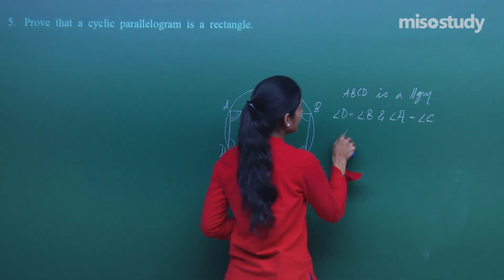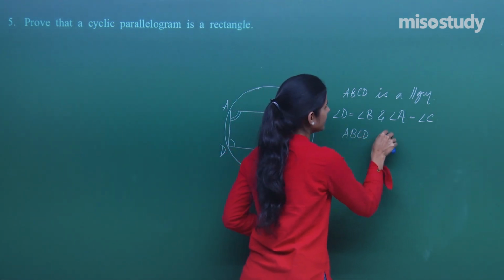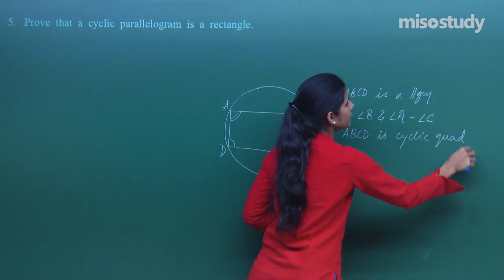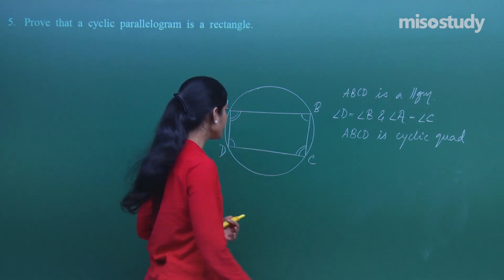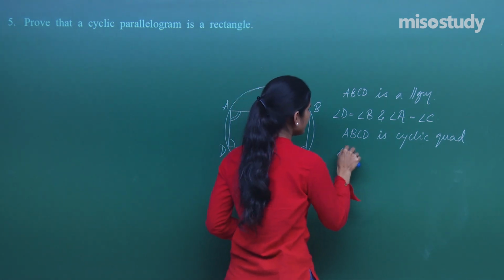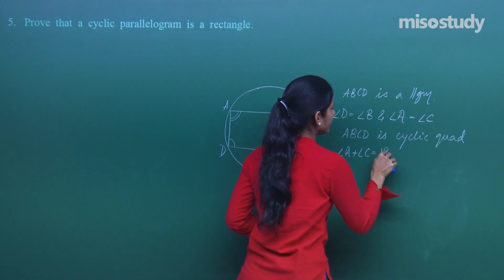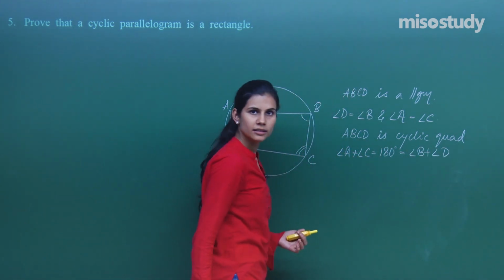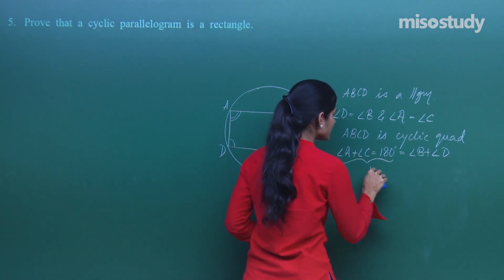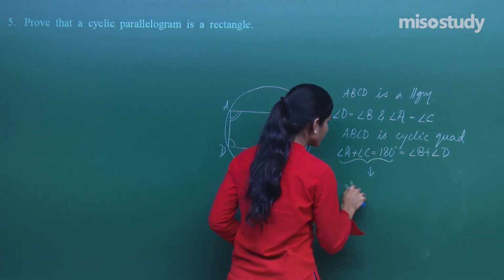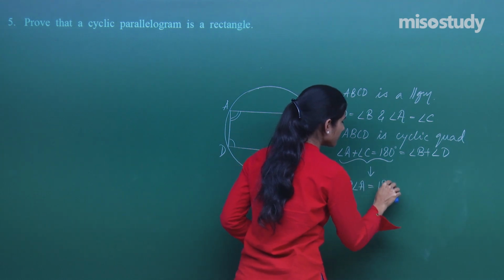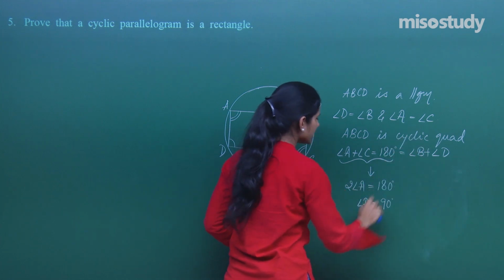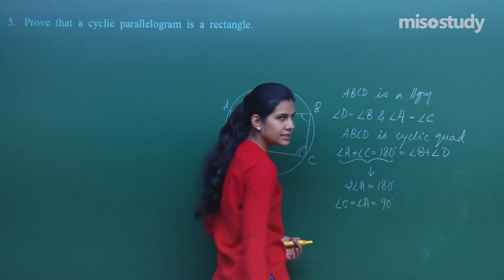Now ABCD is cyclic as well. It is a cyclic quadrilateral as well. That means opposite angles are supplementary. So I have angle A plus angle C is 180 and angle B plus angle D is also 180. Now if angle A plus angle C is 180 but angle A is same as angle C, you get twice of angle A is 180, which gives you angle A is 90, but angle A is same as angle C, so angle C is also 90.